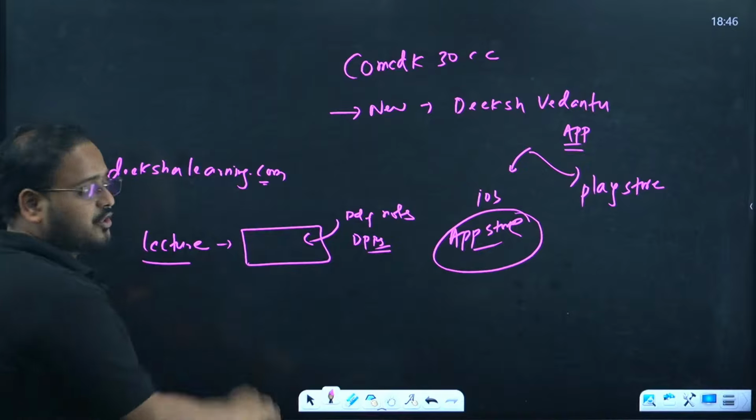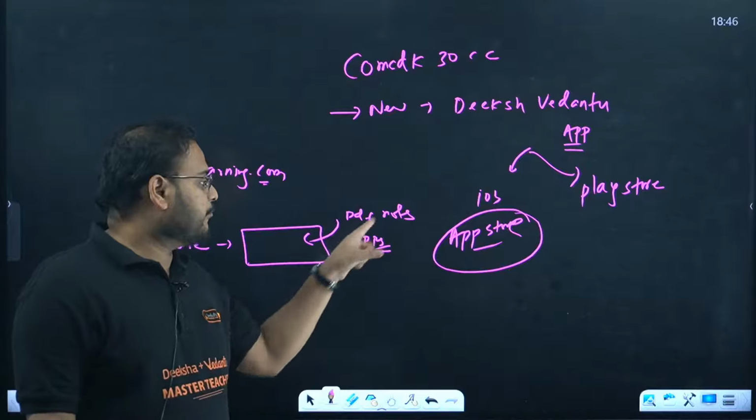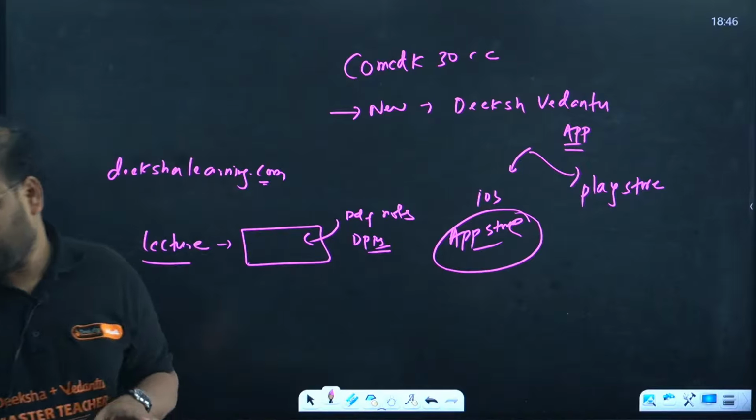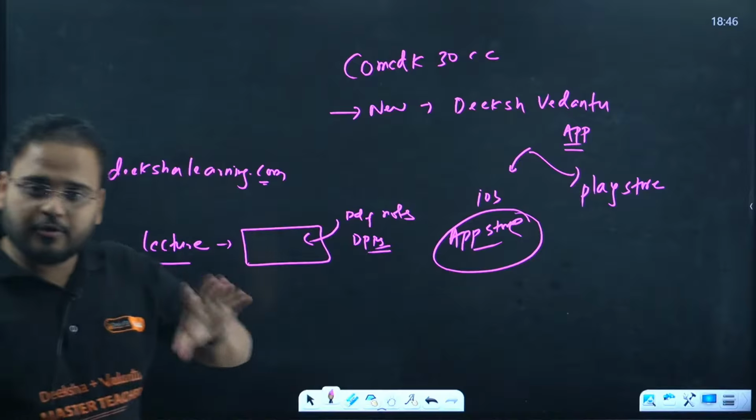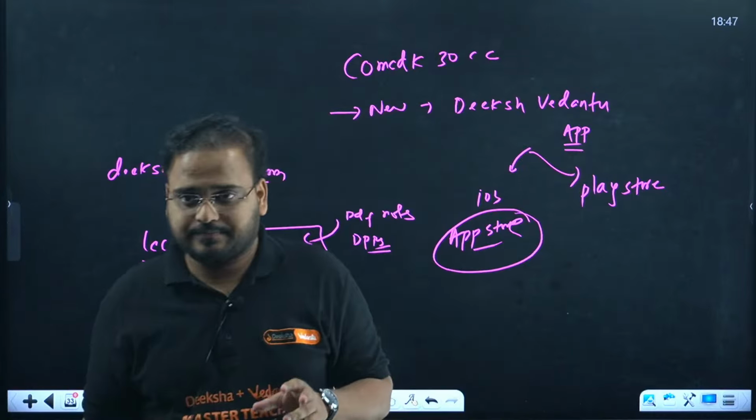Go to the lecture, whichever lecture you're watching, the chapter, and that chapter's PDF you're going to find over there. The PDF of notes and the DPPs, both will be available over there. If you do not get it, it means somebody has not uploaded it, so I have to go and check with the IT team. They will upload it.